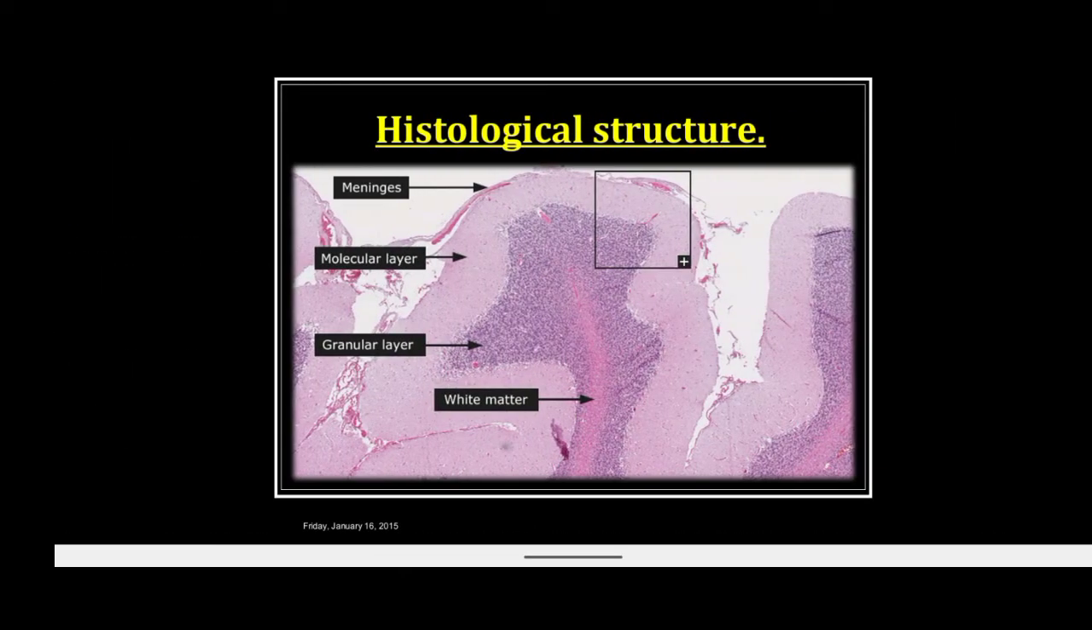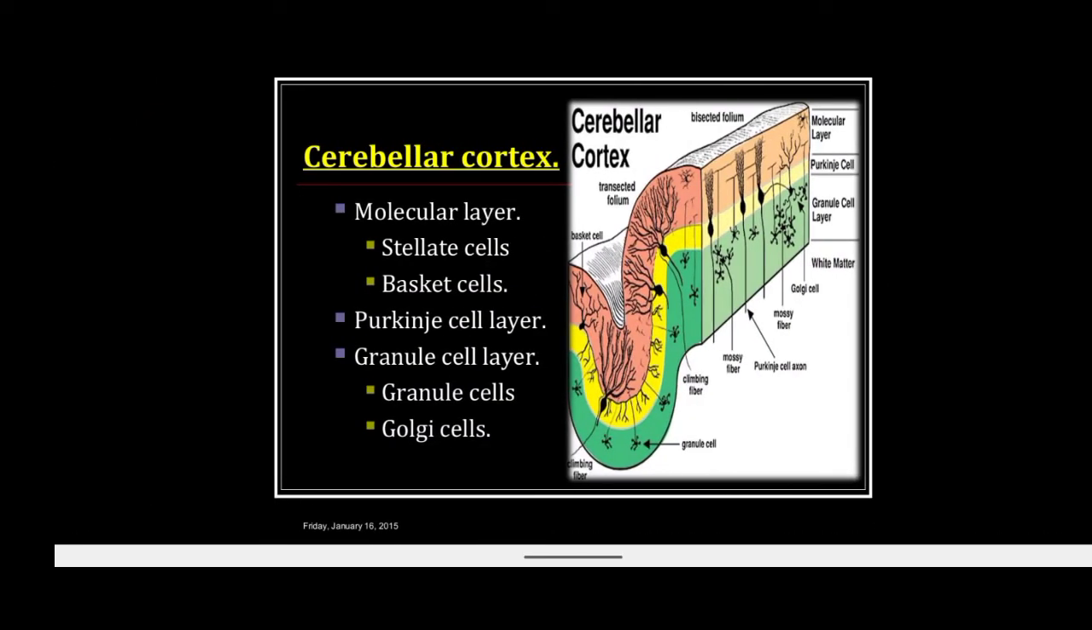So this is the histological structure of the cerebellum. The outer one is the meninges, then the molecular layer, in the middle there will be Purkinje cells, and the innermost is the granular layer, and below the cortex is the white matter. This is the diagrammatic representation of the cerebellar cortex and its different layers. First one is molecular, second Purkinje cell and third one is the granular cell layer.